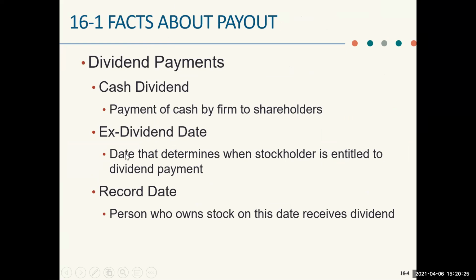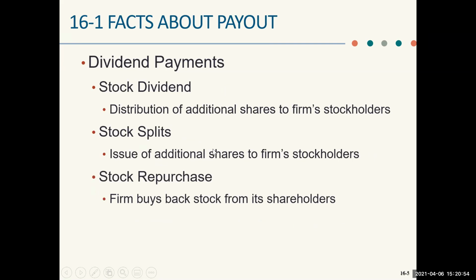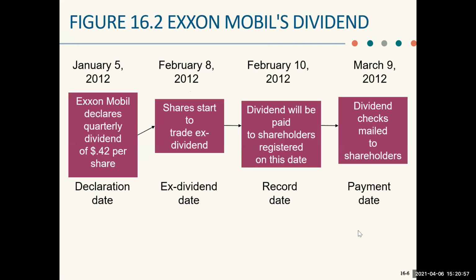So the record date is the date on which a person who owns the stock receives the dividend. Who owns the stock on this date receives the dividend. Well, this is not so correct, because if you bought on that day, you're not getting the dividend. It's the ex-dividend date which determines when a stockholder is entitled to a dividend payment. And one more thing happens. You'll see why it is important: the stock price will react to the dividend.